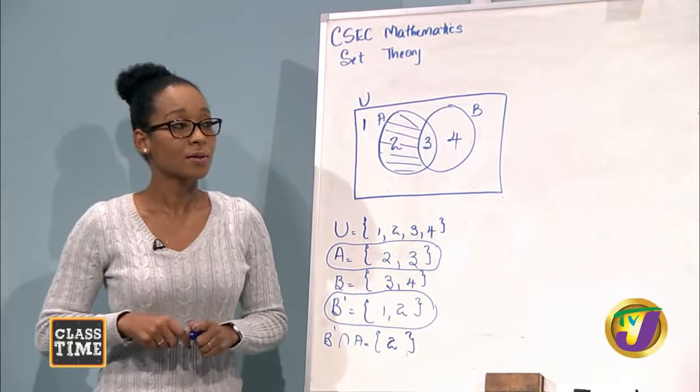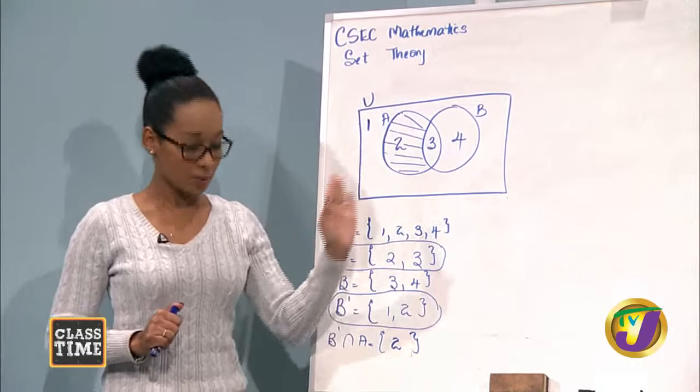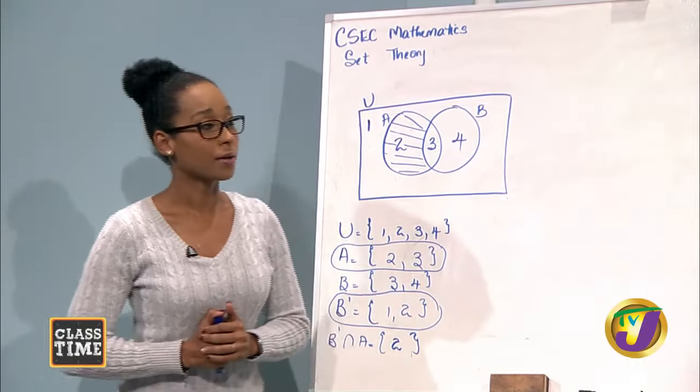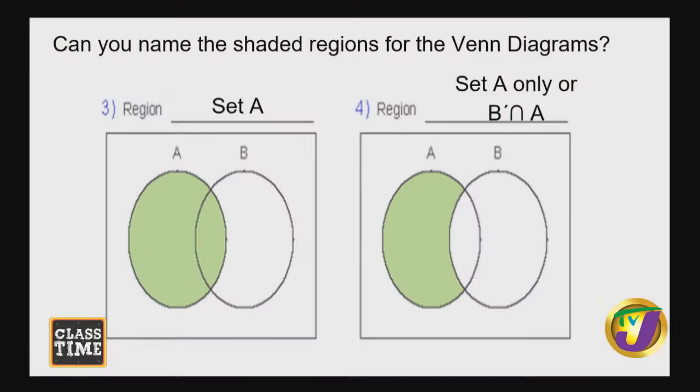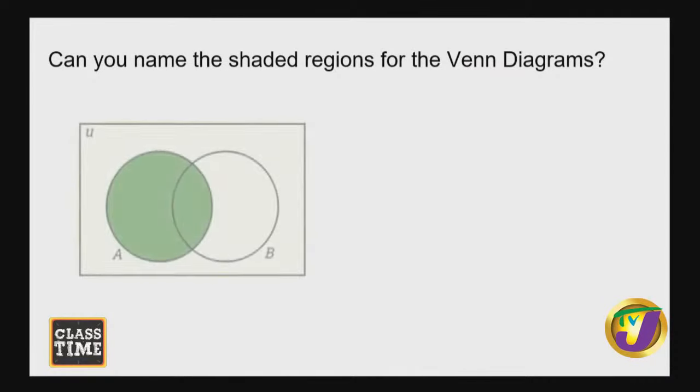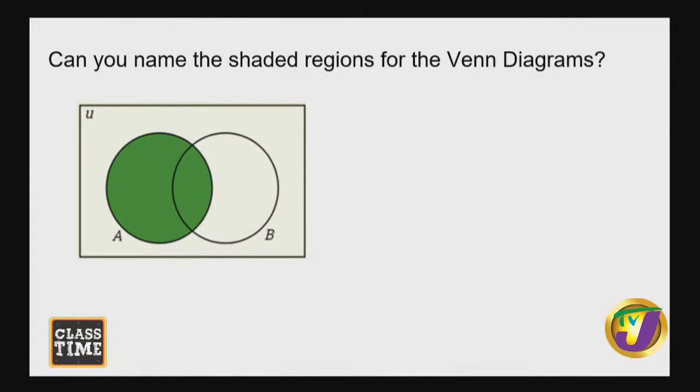So that's two ways in which we can describe this shaded region on the Venn diagram. This is some good stuff. Yes, so let's look at more now to see if we get this. So here, that's easy, of course. That's set A.